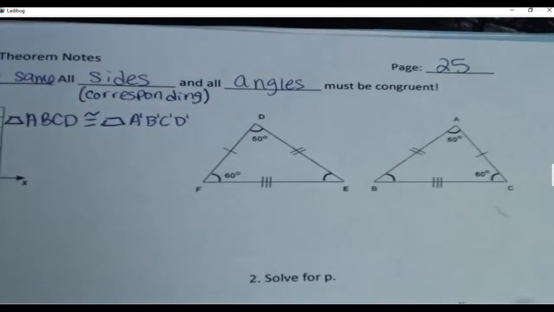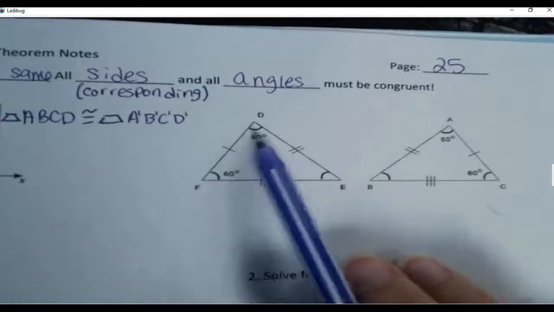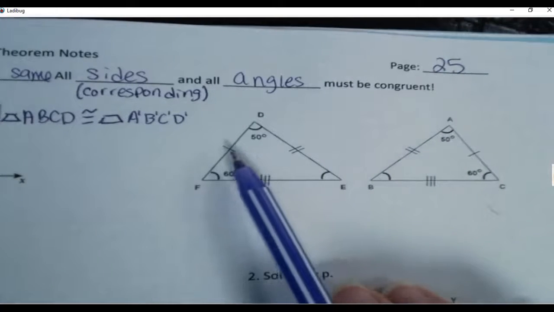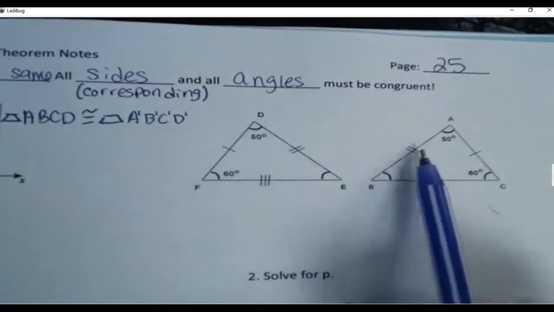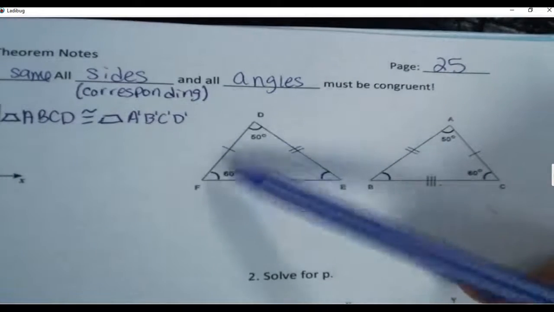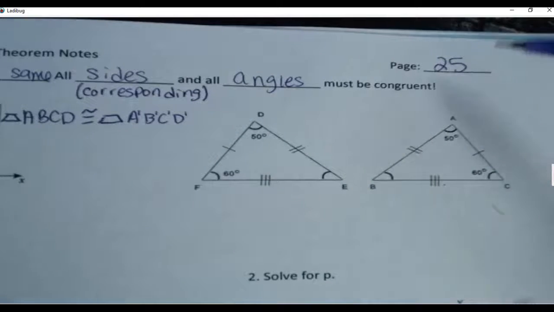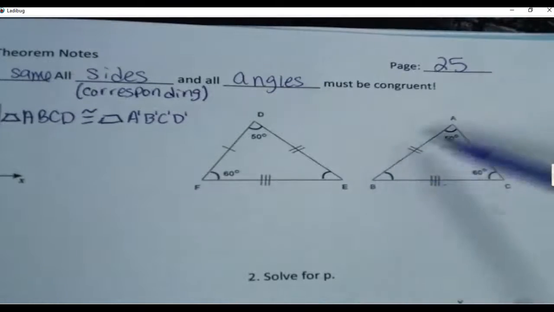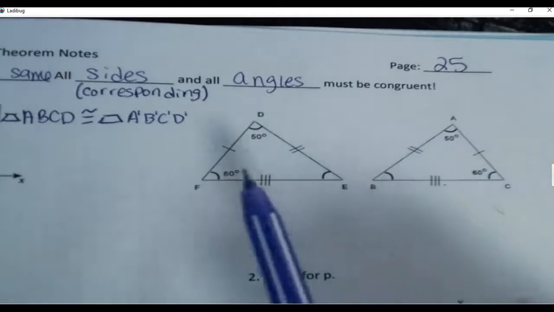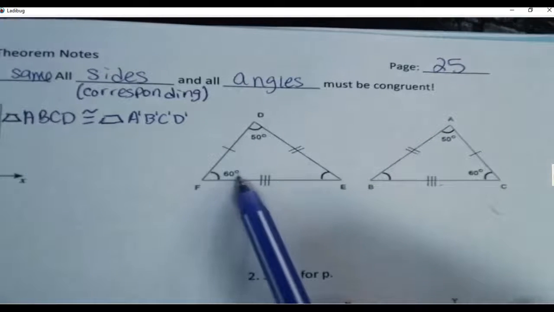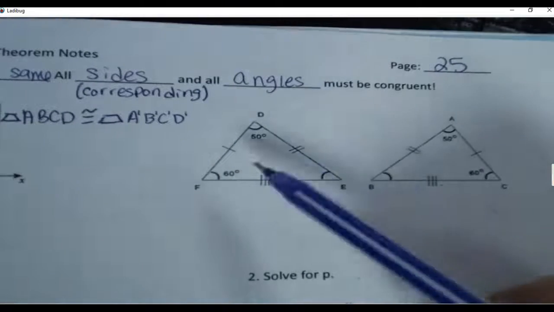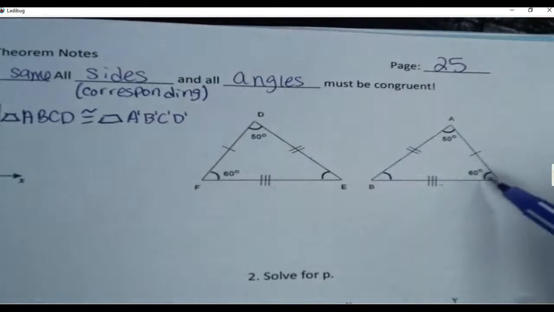Alright, let's look at our next one. So this next one, we have triangle DFE and ACB. It tells me I have these little tick marks. Remember, the number of tick marks tell you which sides are the same. So here I could say FD is the same as CA, DE and AB, and FE and DC are the same. And then it also tells me inside my angle, so angle D is 50, angle A is 50, so they match. Angle F is 60, C is 60, they match.